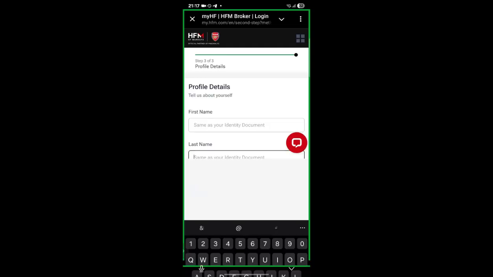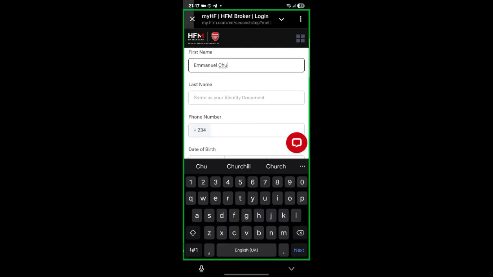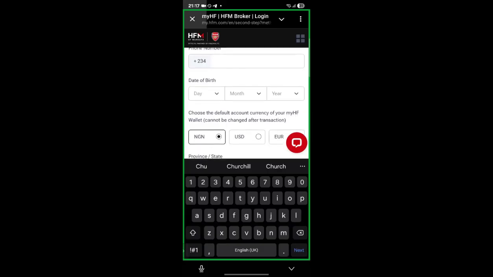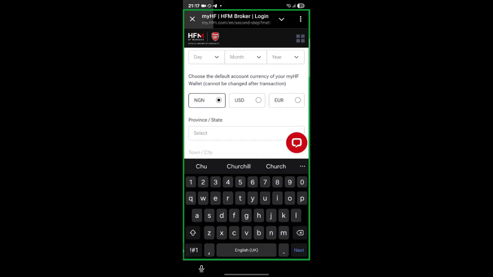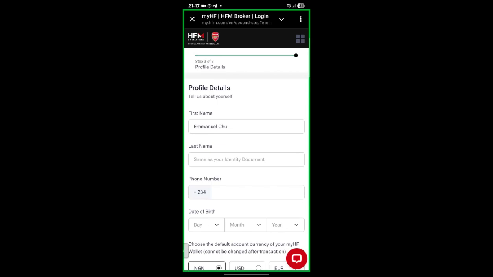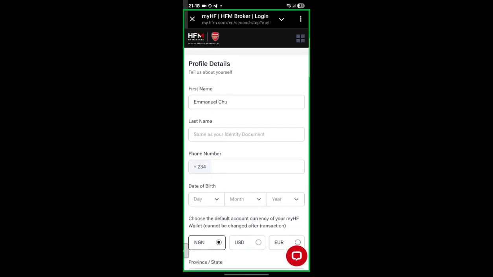So put your first name the way it is on your NIN. After putting your first name, you put your last name the way it's on your NIN. Then put your phone number, put your date of birth. Let me just show you. So here you put your first name as is on your NIN. Your last name is your surname. Put it here. Then you put your phone number. Then put your date of birth.